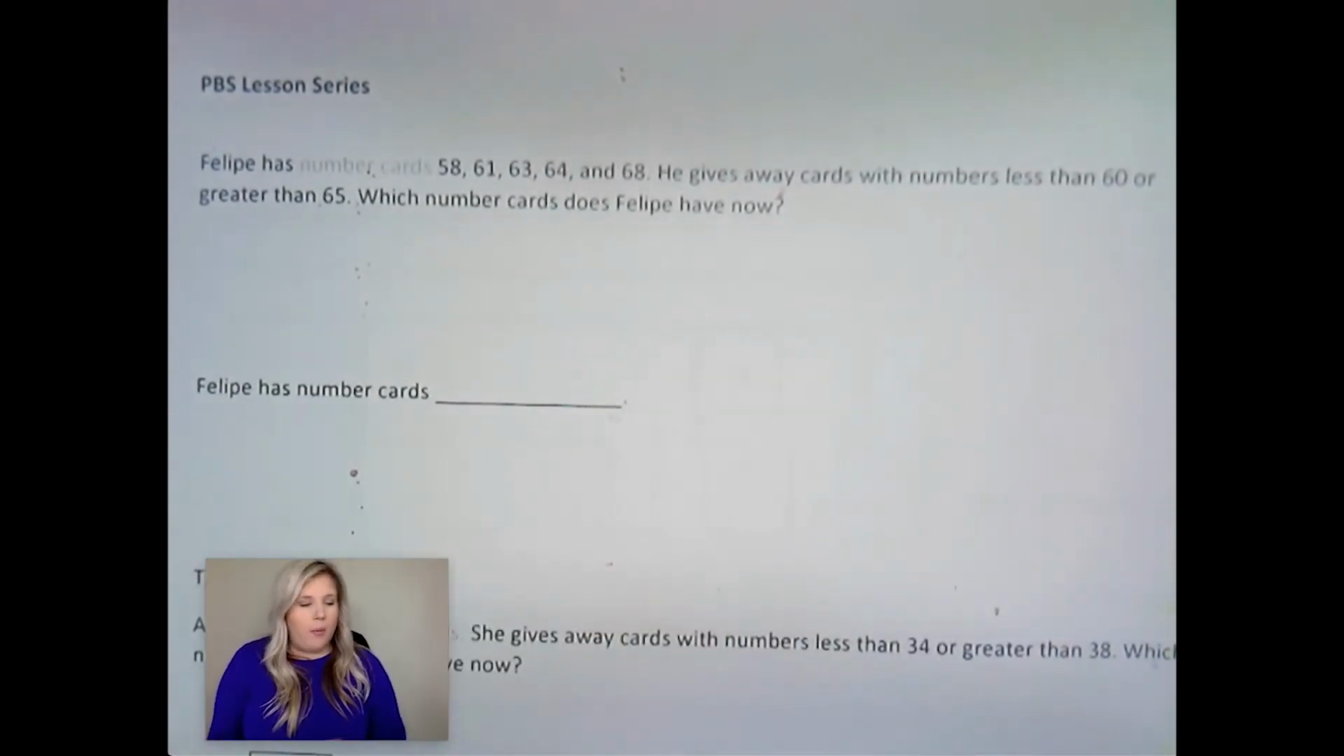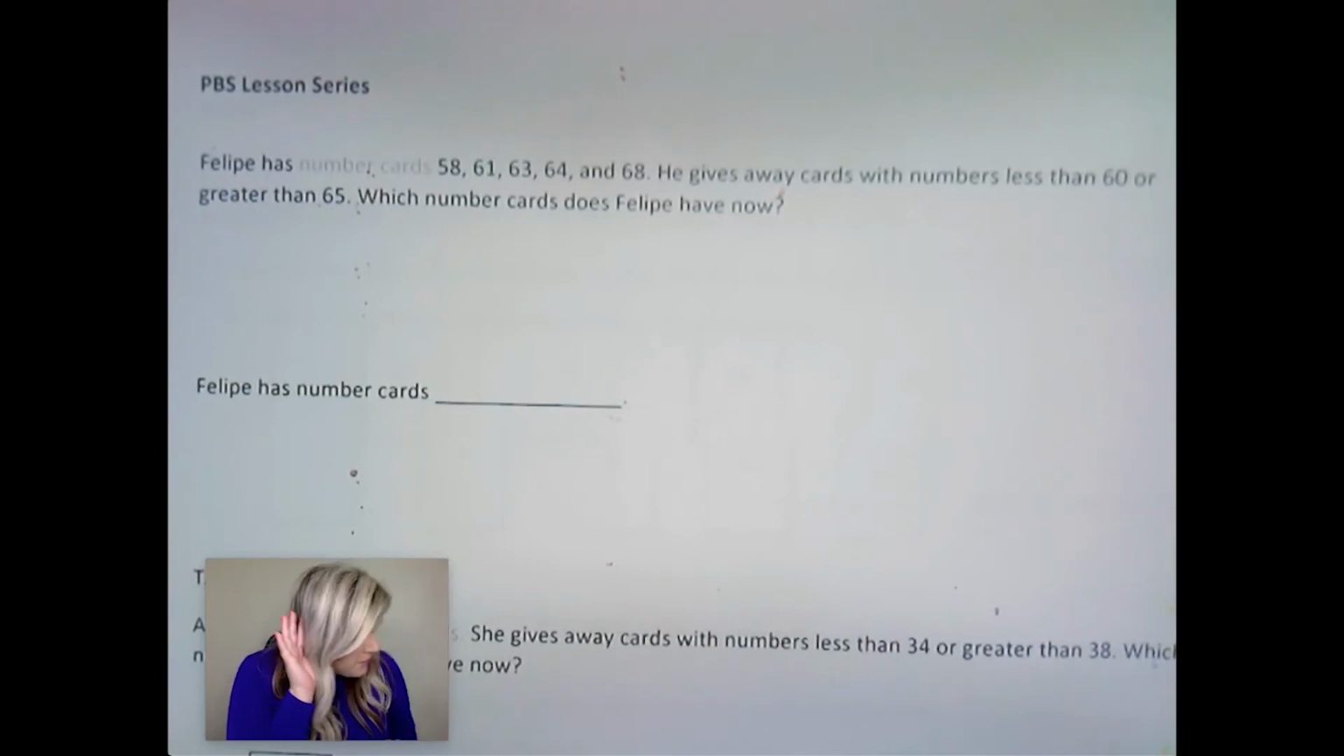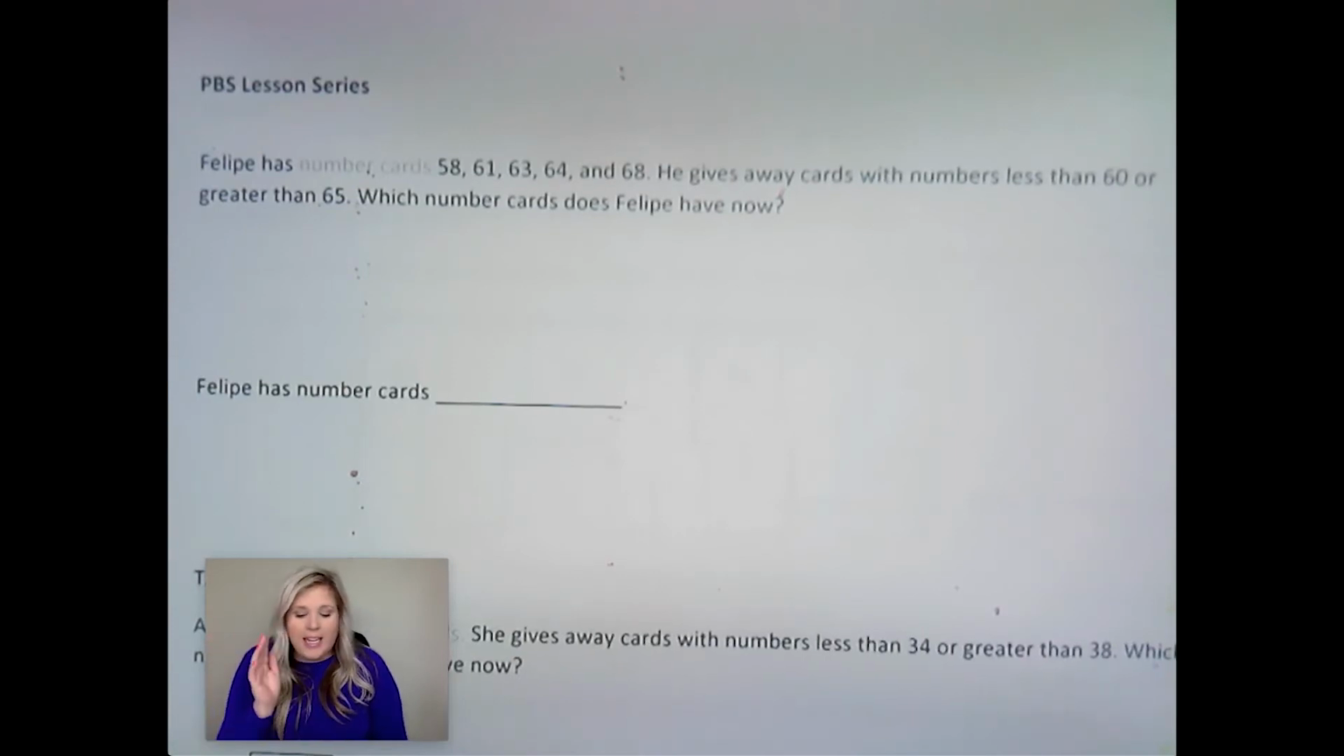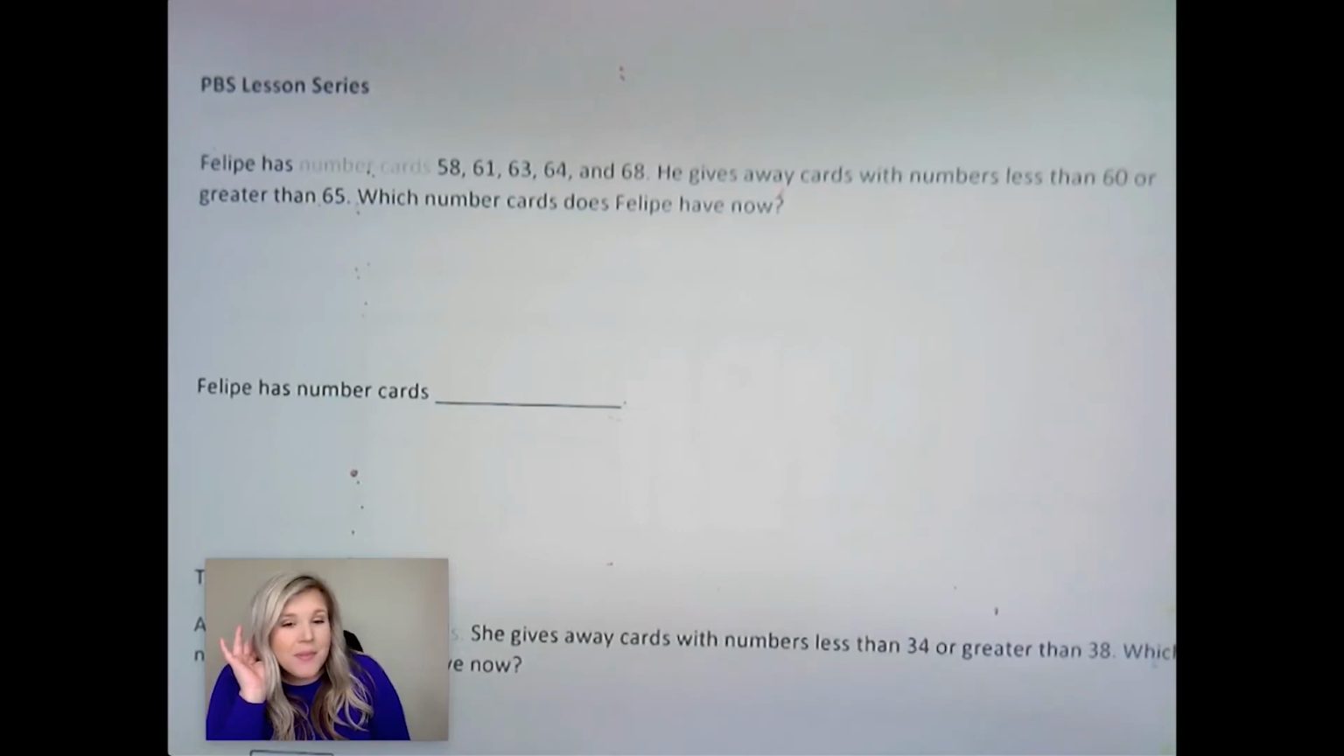What do we know about our problem? Yes, we know that Felipe has number cards 58, 61, 63, 64, and 68. We also know that he gives away some of those cards, and the cards that Felipe gives away are less than 60 or greater than 65. So, what do we need to find? Right, we need to find which number cards Felipe has now. So, how can we solve this problem?